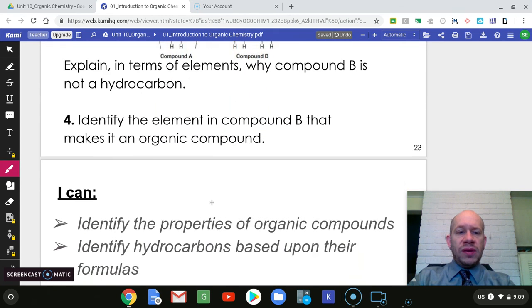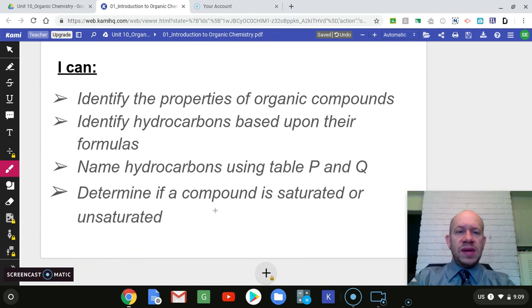And now you can identify the properties of organic compounds. You can identify hydrocarbons based upon their formulas. You can name hydrocarbons using table P and Q. And you can determine if a compound is saturated or unsaturated.